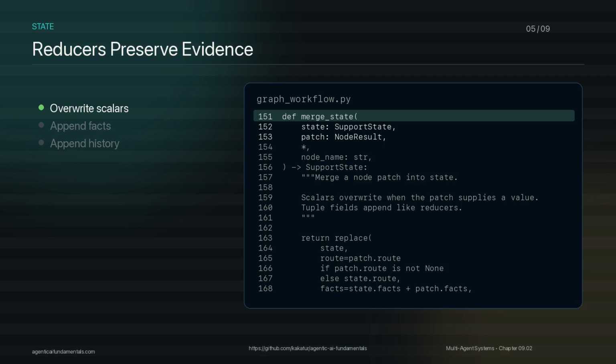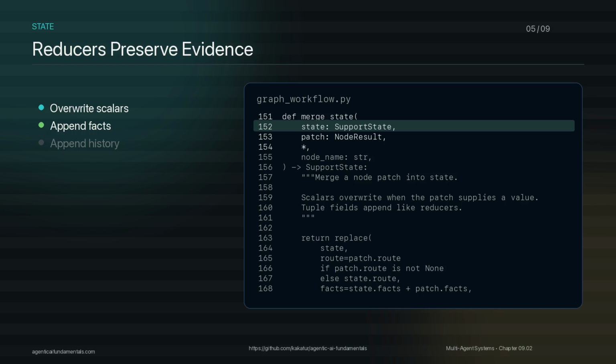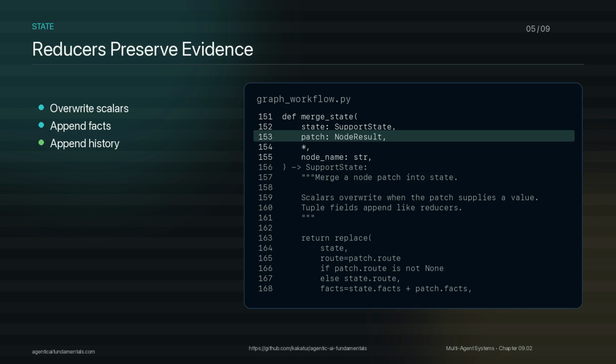Reducers decide how updates merge. Some fields should overwrite. The current route, draft, risk, and final answer are scalar fields, so the latest supplied value becomes the value. Facts and history are different. They accumulate. If classify finds billing language and retrieve policy finds the invoice requirement, we want both facts. Losing the first fact would make the final answer harder to explain.